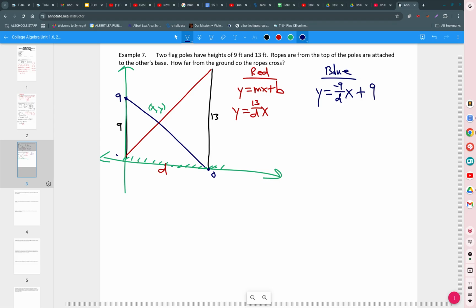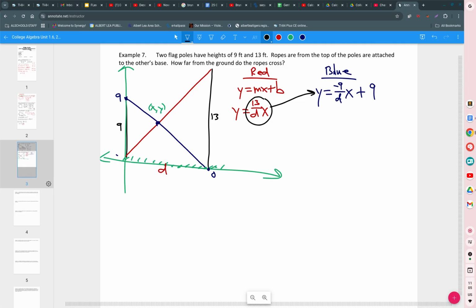Okay, so I have two equations, and we want to find the intersection. And we had two methods for doing that, for solving systems. One started with an S, one started with an E. Elimination and substitution. We're going to use substitution here. We know what y is equal to, and we're going to plug it right in there for y.